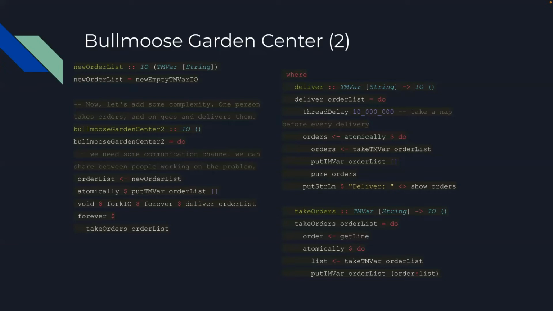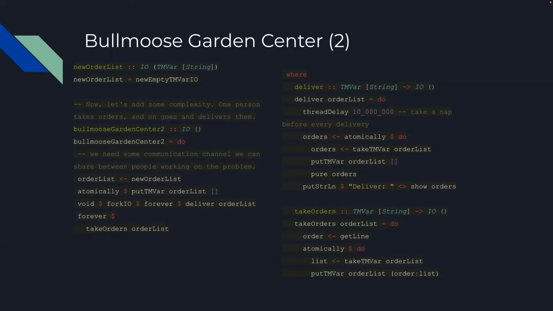And the deliveries are relatively simple. Take a nap between deliveries, and then go look at the list and grab whatever's there, put back an empty list so that there's something else to write on for whoever's taking orders, and then deliver all of those orders. And when you take orders, you just take that list out of the TMVar, shove something onto the front of it, and then put it back in the box for a delivery driver who may want it.